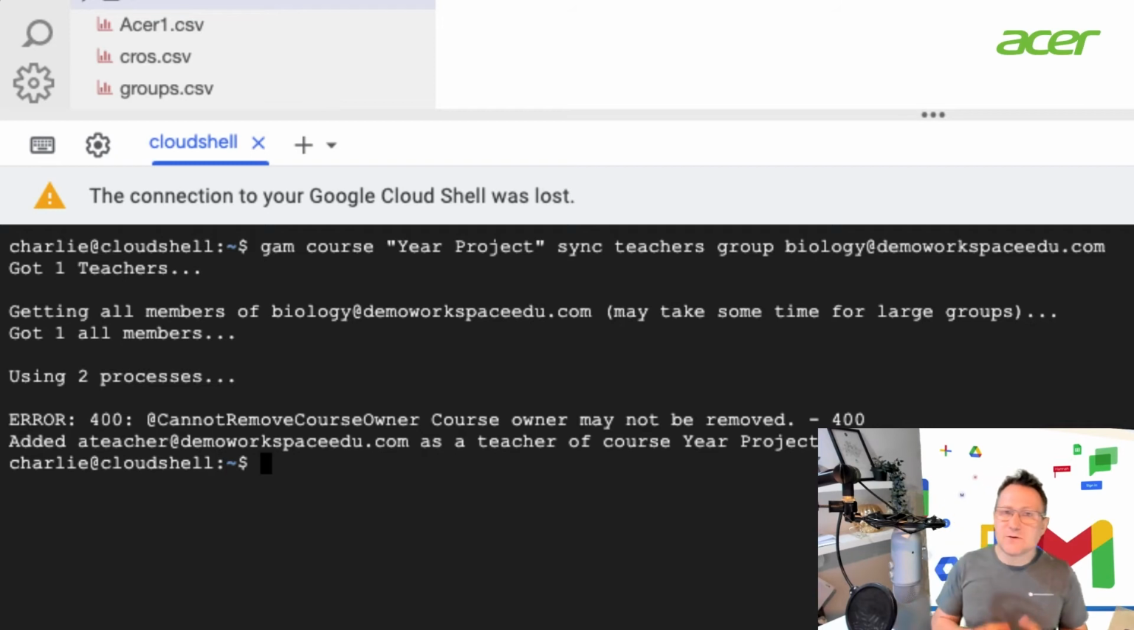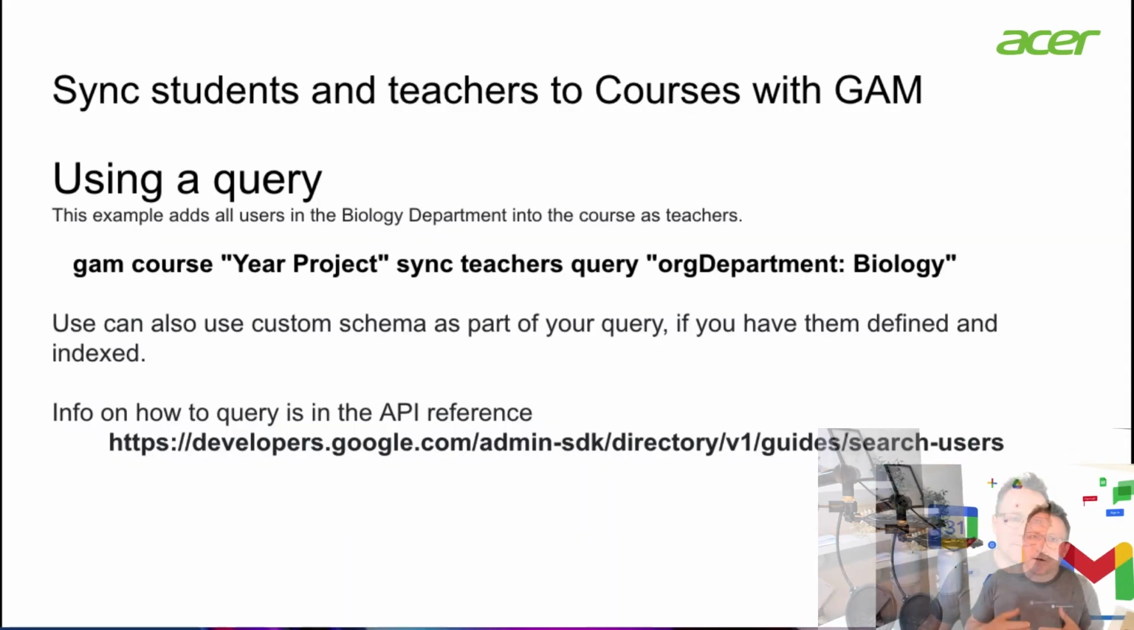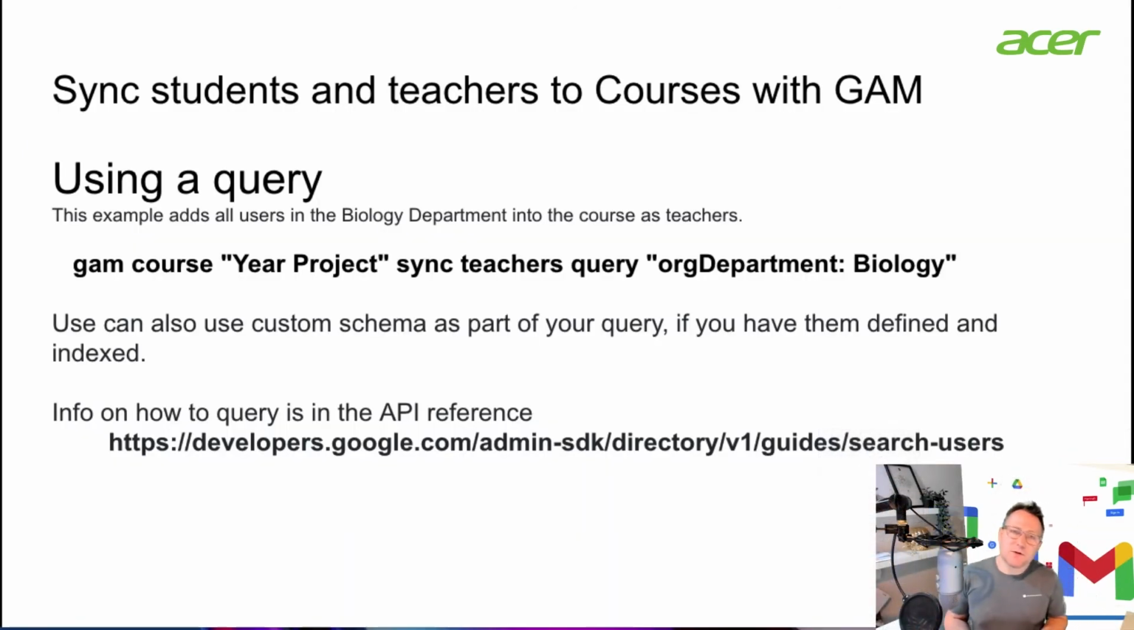Okay, let's now try one last one, which is to sync using an attribute that we store against the user in our admin directory. There are multiple attributes that you can use for a query in the admin console. In this case, we're going to query on department. That's a department field that's stored against every user, and it's part of the schema of information that's stored about users in Google Workspace. You can use custom schemas as well, and you can add your own attributes for users and maintain those through the admin console.